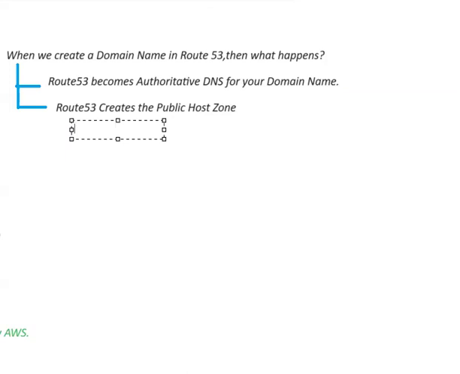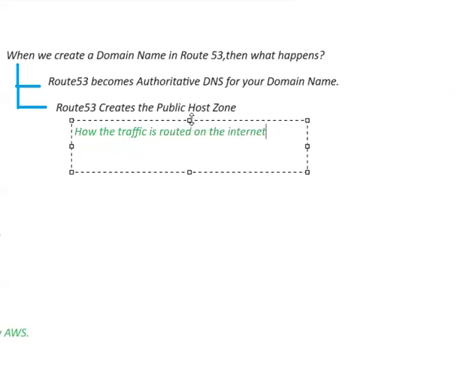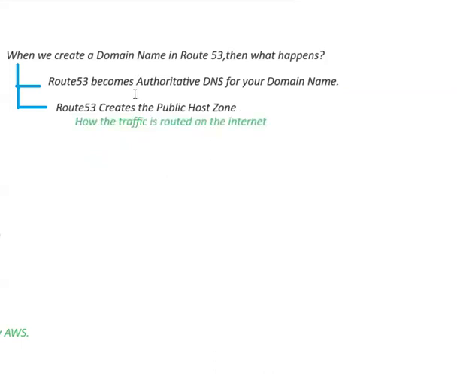How the traffic is routed on the internet to access your domain will be told by using this public hosted zone. So how can you compare the private hosted zone? Previously you have seen one example, and I'd like to provide one more example in AWS. It defines how your request is routed in your VPC.